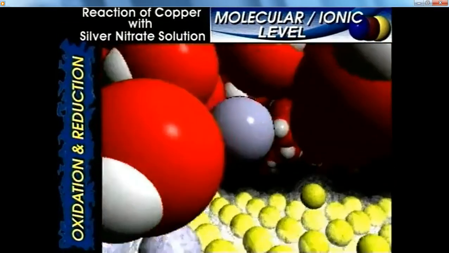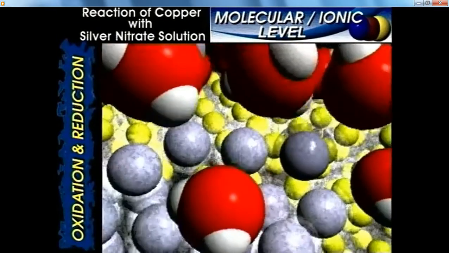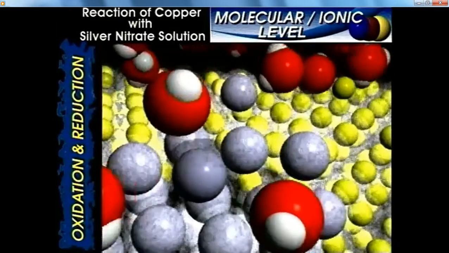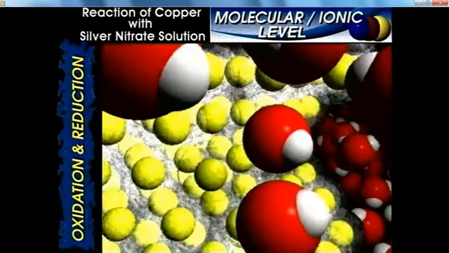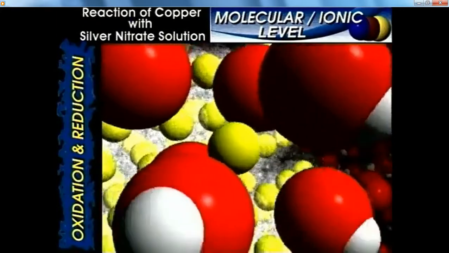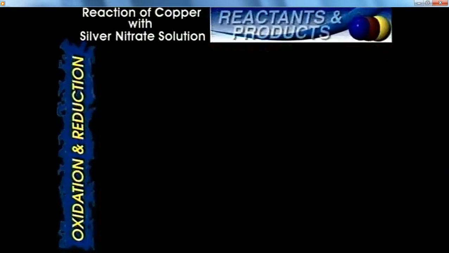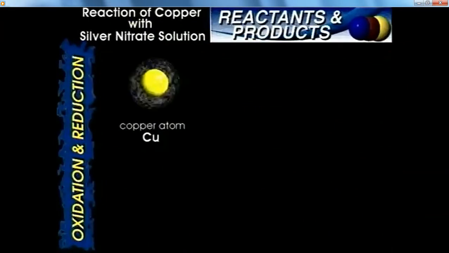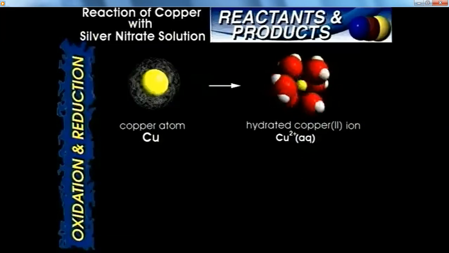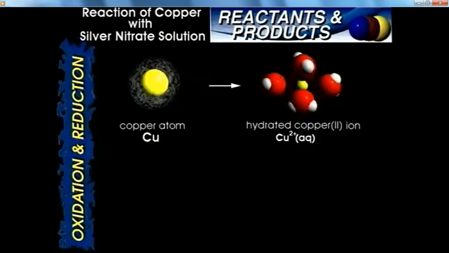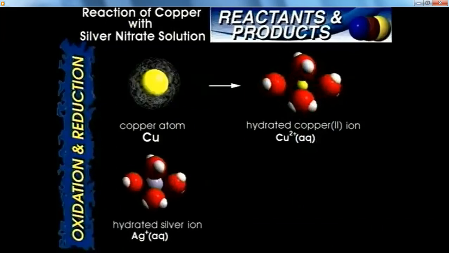For every 2 silver ions that attach, 1 copper ion is ejected and hydrated. Each copper atom leaves 2 electrons behind as it dissolves in the solution as a hydrated ion. Each silver ion is stripped of its hydration shell as it attaches to the surface and gains an electron to become an atom.